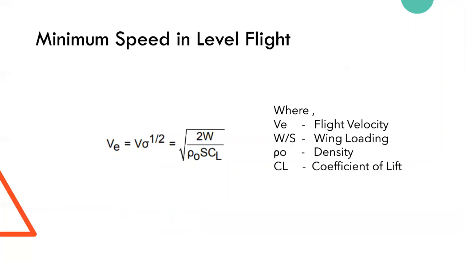W by S is known as wing loading, the weight of the aircraft divided by the wing area. Rho naught is density, CL is the coefficient of lift, and S is the wing area, as you know. So this is the minimum speed required at level flight, the straight level flight. VE is equal to root over 2W by rho naught S CL.